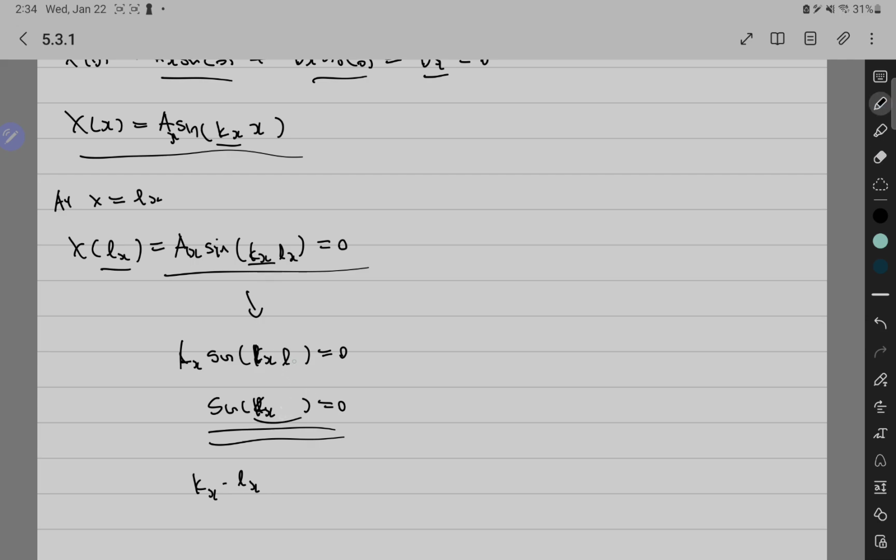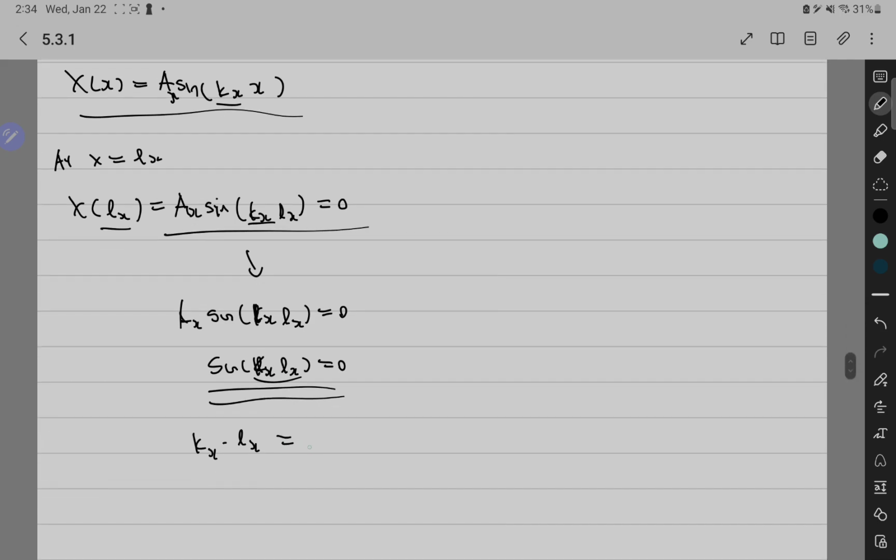So we have kx times lx inside, not lx times x. So kx times lx is equal to nx pi, where nx is equal to 1, 2, 3.